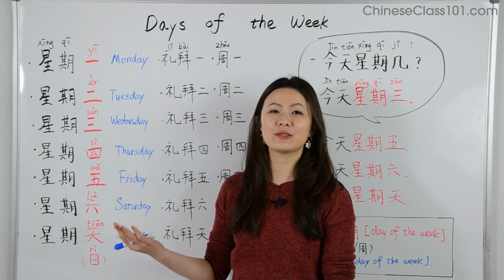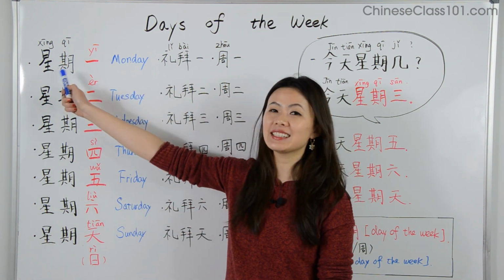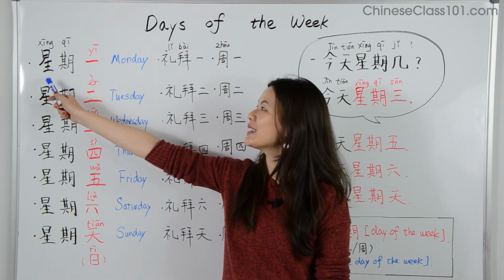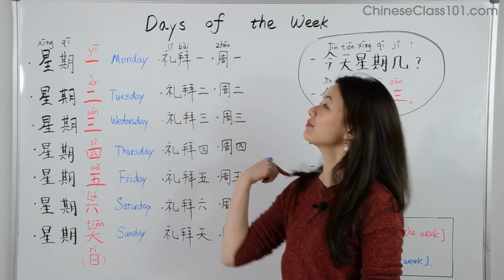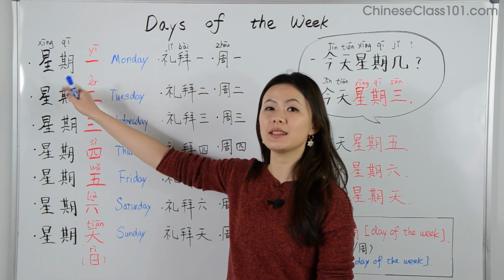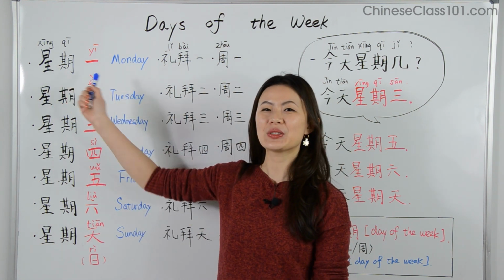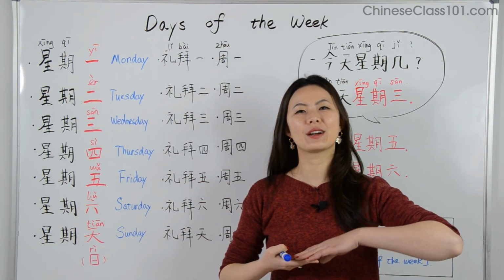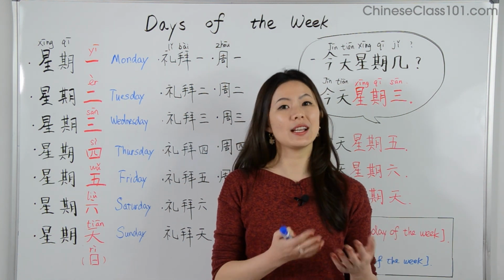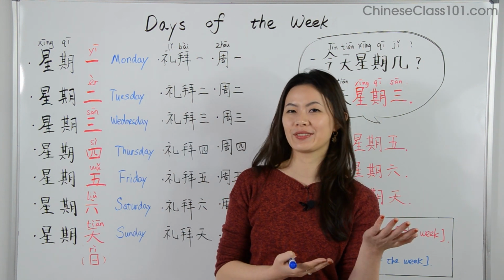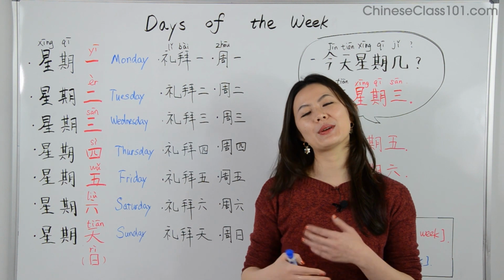Now, some of you may have noticed that all the words start with the same 星期 at the beginning, right? 星期 is a word that means week. Literally, 星期 means star period. So our ancestors used to name the days of the week after stars or planets. For example, Saturday is the day of Saturn. Sunday is the day of the sun, and Monday is the day of the moon, so on and so forth.